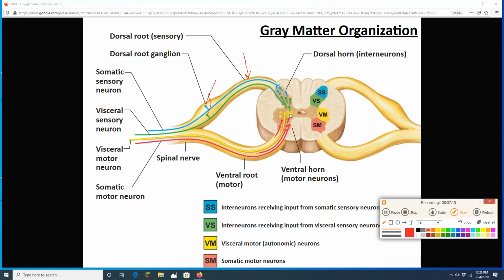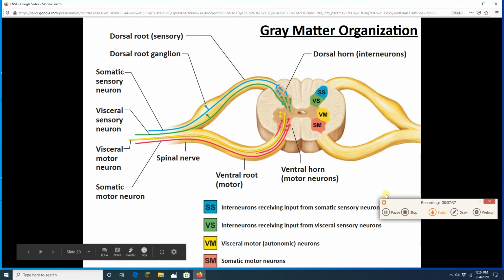Whereas the motor ones, the motor cell bodies are here in the gray matter. The sensory cell bodies are right here. So we have to have a collection of cell bodies along the axon, thus in the nerve. And we call that collection the dorsal root ganglion. Sweet. Okay.